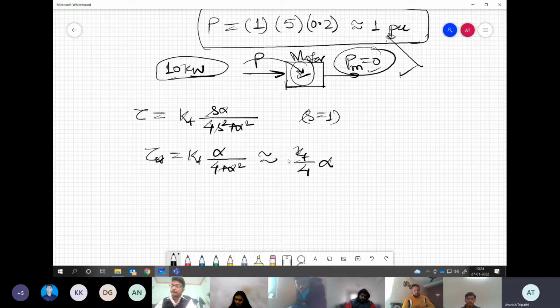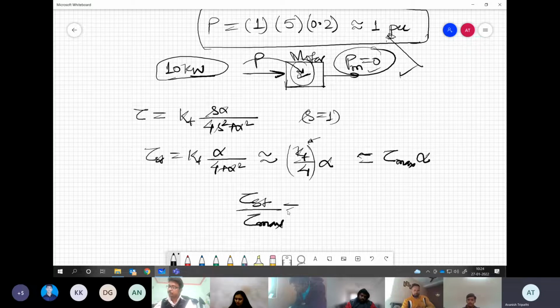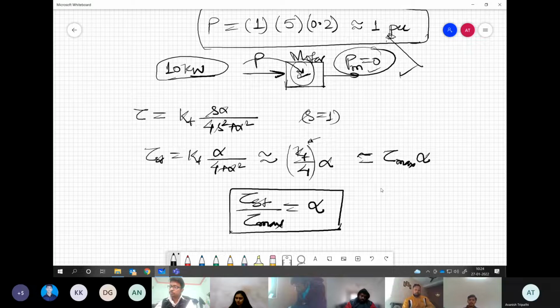Correct? And we know that our maximum starting torque is basically kT by 4. So this is roughly equal to tau max times of alpha. So the ratio of starting torque and maximum torque at the direct online start is nothing but alpha. Understanding my point? Yes. So this is what we are going to get.